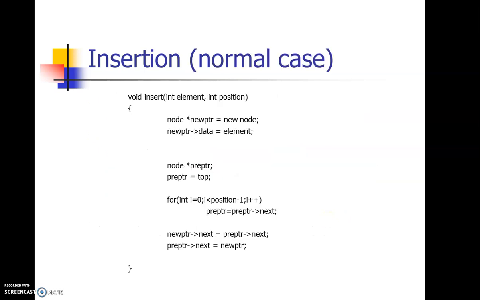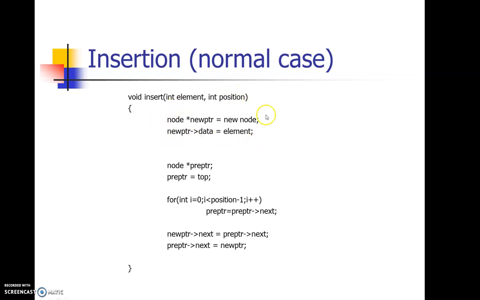Now, let's take a look at the code. This is again the code for the general case. So let's try to look at this line by line and understand what this code is trying to do. For the insert operation, like I mentioned, it takes two parameters. One is the element, which is the value that you want to insert, and the other is the position, indicating the element that you want to insert after.